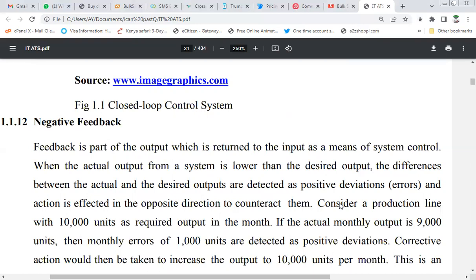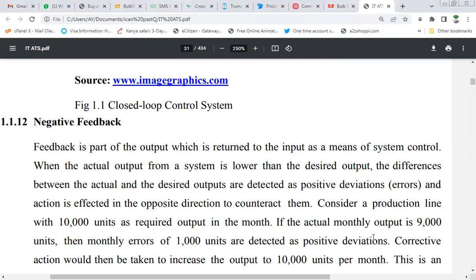Feedback is part of the output which is returned to the input as a means of system control. When the actual output from a system is lower than the desired output, the differences between the actual and the desired output are detected as positive deviation, errors. An action is effected in the opposite direction to counteract them.